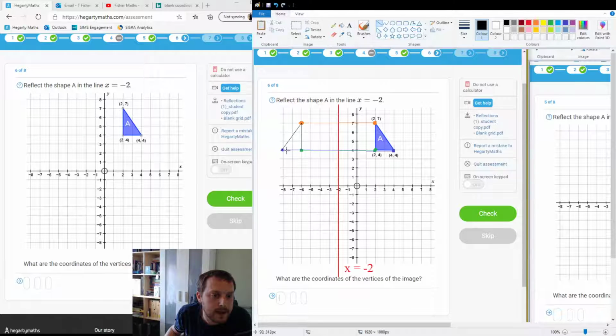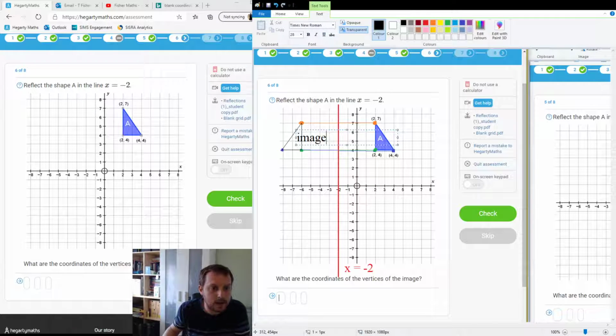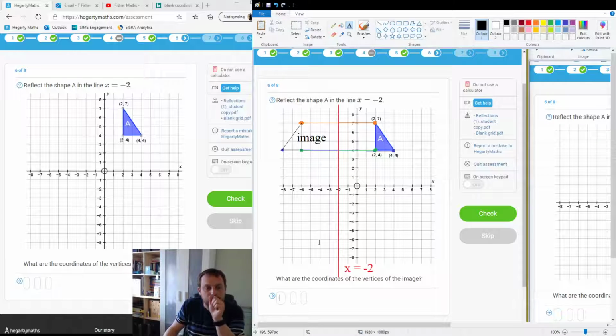And then I'm just filling in the image here. Okay, so that there is our image. So again, I get a triangle that's the same size as what it started as, 2 along and 3 up, 2 along and 3 up, but it has been flipped. And the position that it has ended up in is totally dependent on this mirror line.